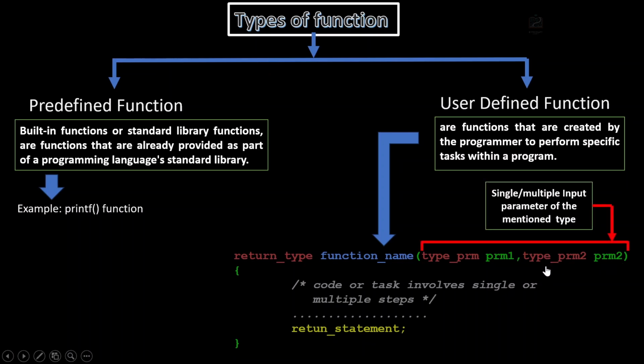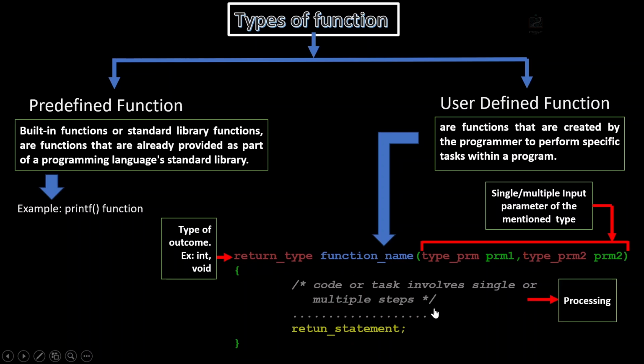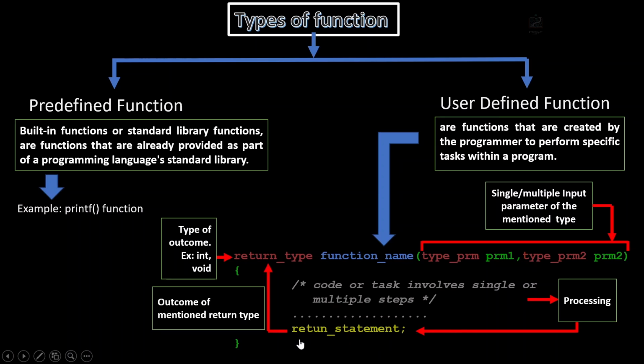These parameters are considered to be the input, which can be single or multiple inputs of the function. With the help of the return statement, we are going to return a value of this particular type out of this function. Now here within the body of this function, some processing or work is being done. After the processing, whatever result we want to return out of this function, we will return that value with the help of this return statement. So this return statement will return the outcome of the return type that we have already mentioned right here. If we are mentioning an integer return type for this function, then definitely this return statement should return a value which is of integer type.